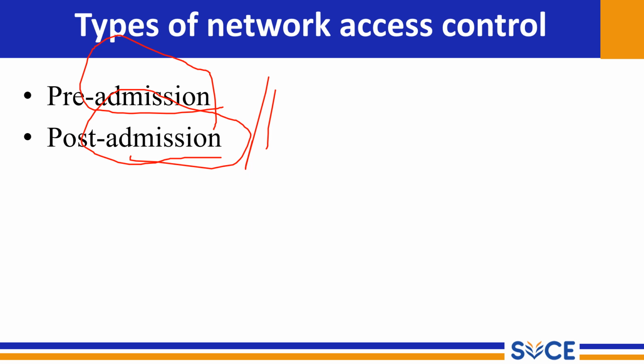And also post-admission monitors and controls the access to different network segments and resources, requiring authentication or authorization for access to specific areas. For example, a user authenticated to access a specific application might need further authentication to access a different, more sensitive network segment.